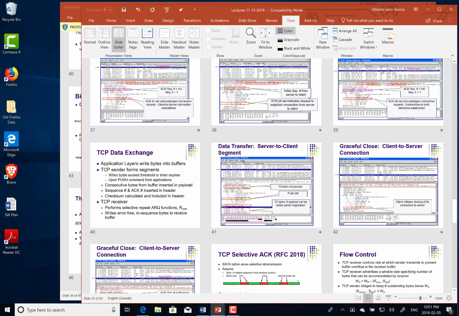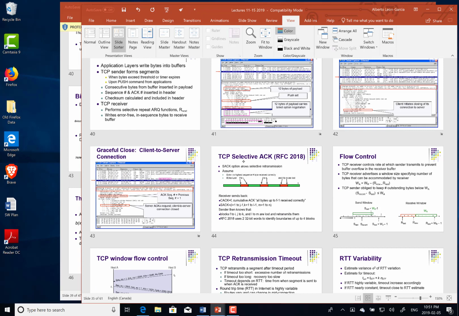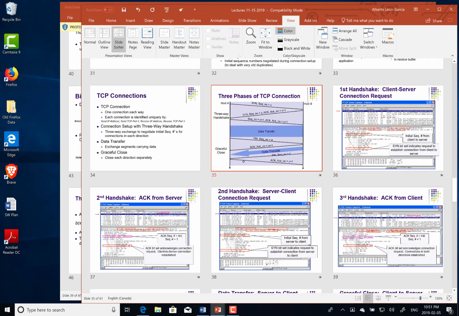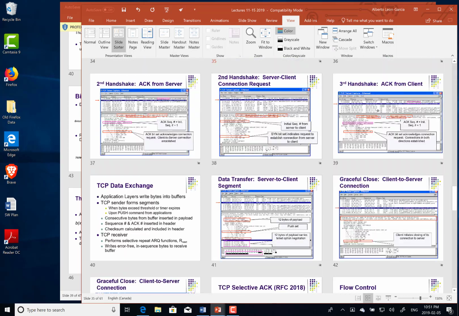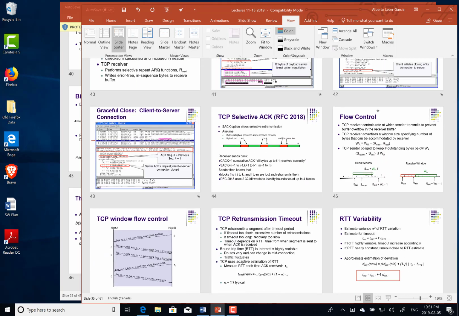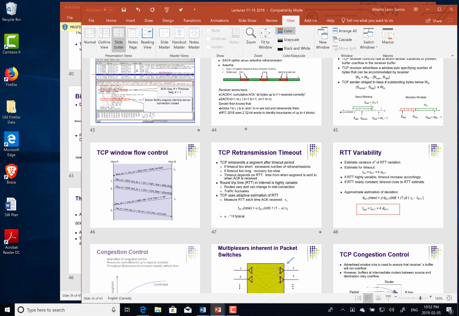TCP does not use selective repeat by default. It uses something closer to that R next, send many, receive R next version over here. But TCP does have an option to use selective ARQ, and that was explained here.